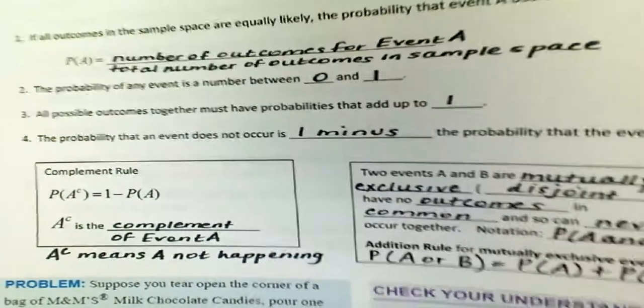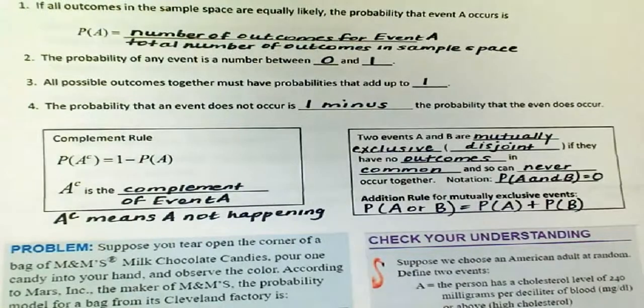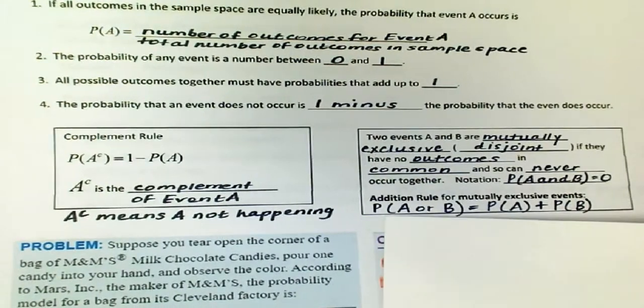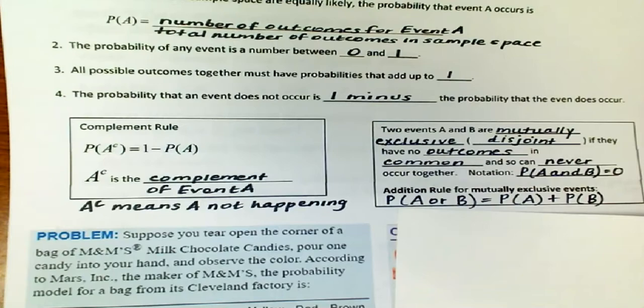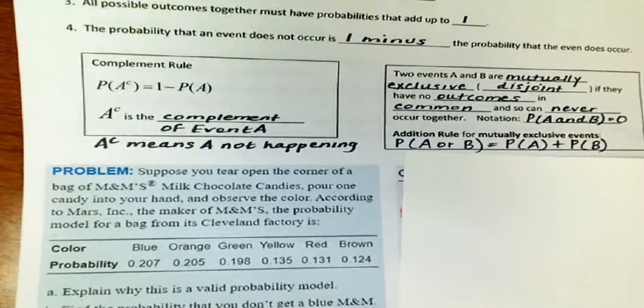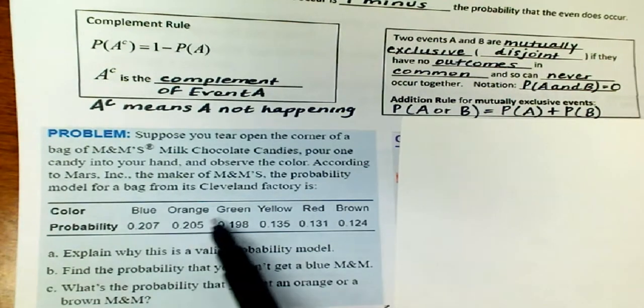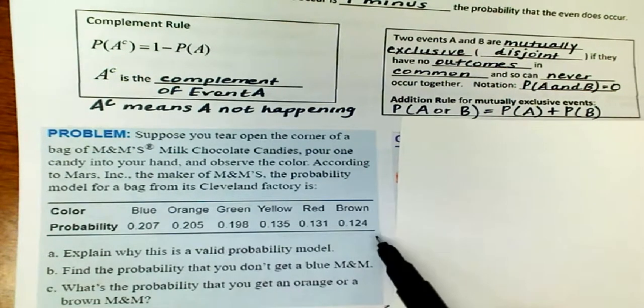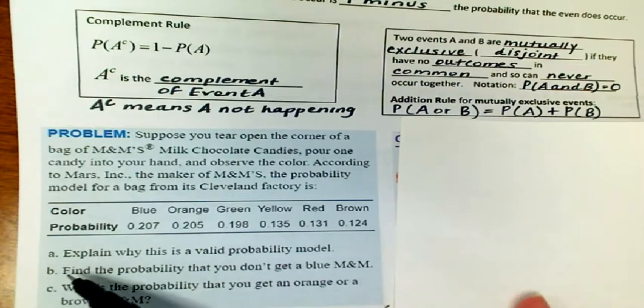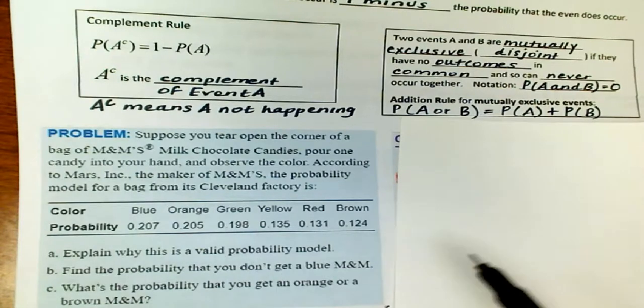So let's look at the first problem here. It says, suppose you tear open the corner of a bag of M&M milk chocolate candies. You pour your candy into your hand and observe the color. According to Mars Incorporated, the maker of M&Ms, the probability model for a bag from the Cleveland factory is this. So here are all your different colors that you could get, and here are their probabilities.